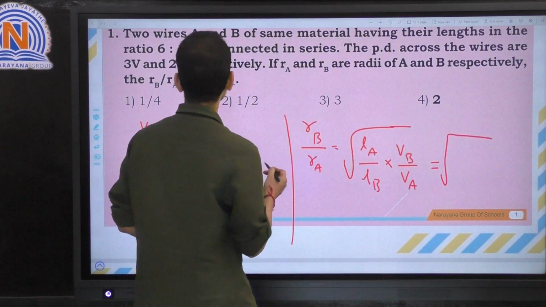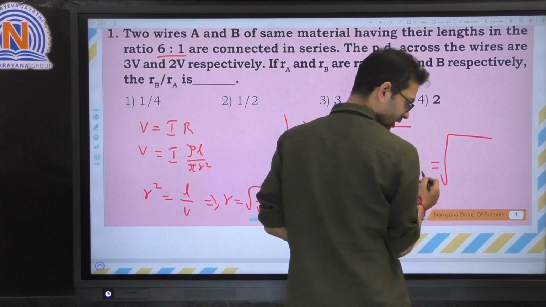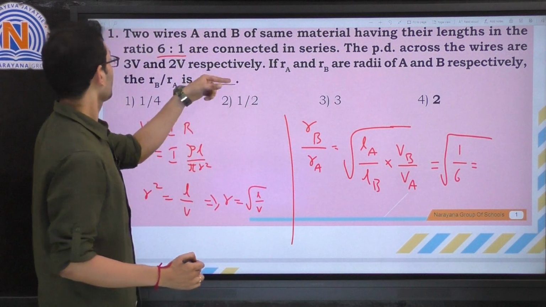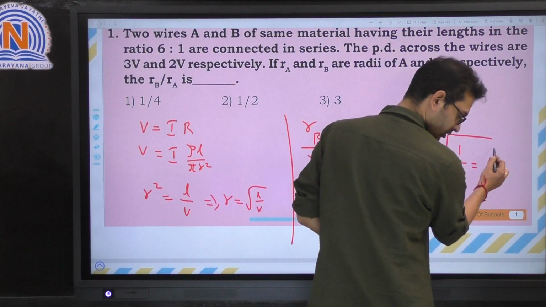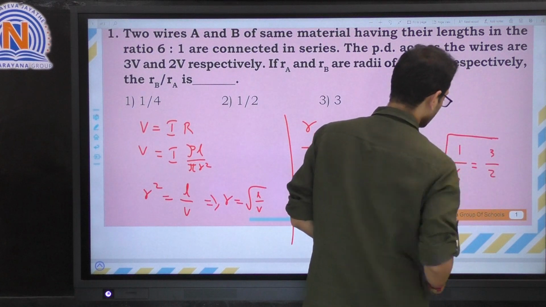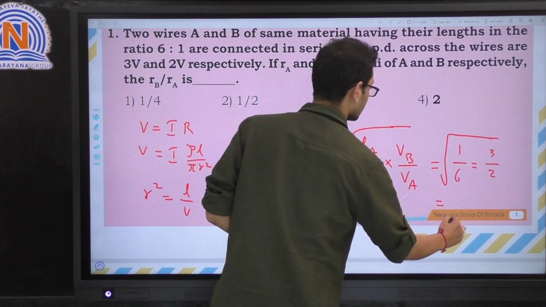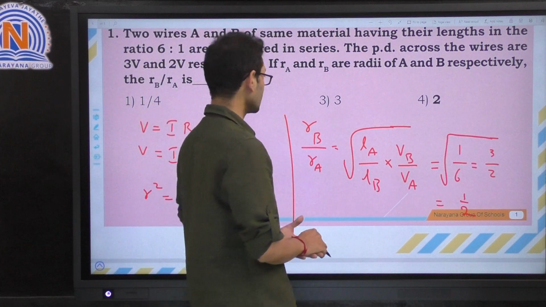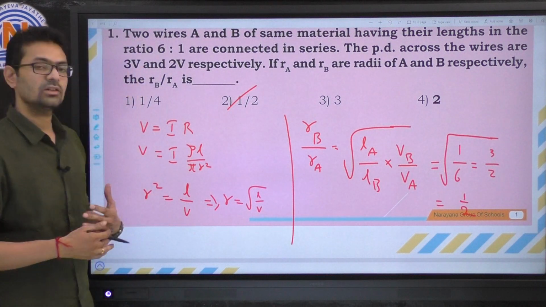Now you try to substitute these values. The ratio of lengths is given as 6:1, so you can write it as 1 by 6, and the voltages 3 and 2 you can write as 3 by 2. So your answer is going to be 1 by 2. So your option is the second option. Let us get into the next question.